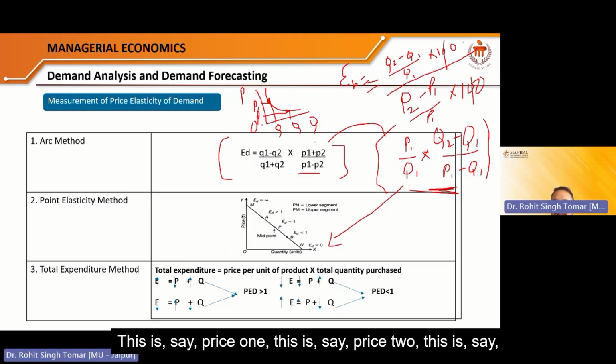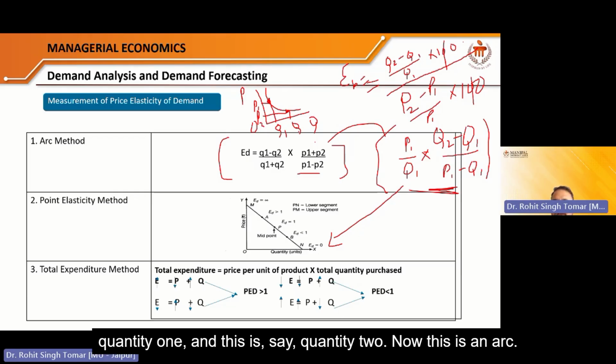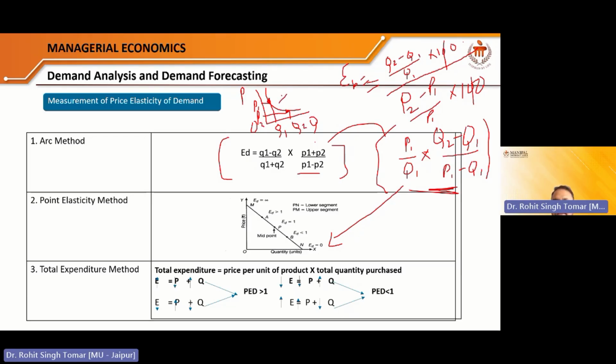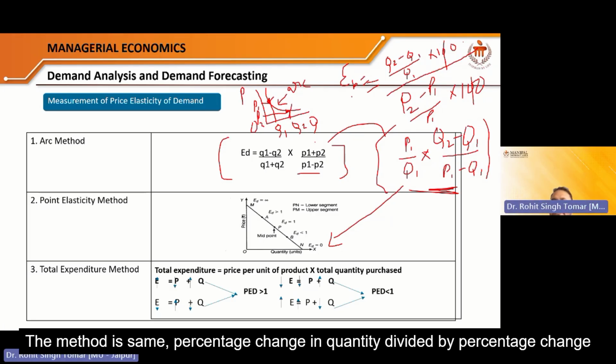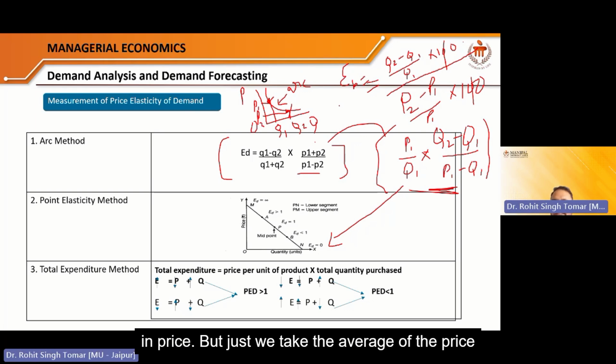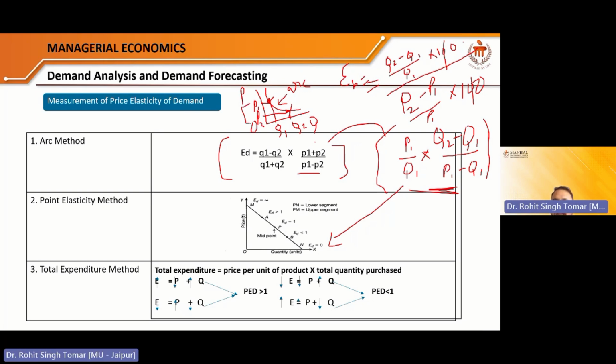This is say price 1, this is say price 2, this is say quantity 1, and this is say quantity 2. Now this is an arc. This gap is an arc. What does it mean? Find out the price from this point to this point. The method is same, percentage change in quantity divided by percentage change in price, but we just take the average of the price and average of the quantity.